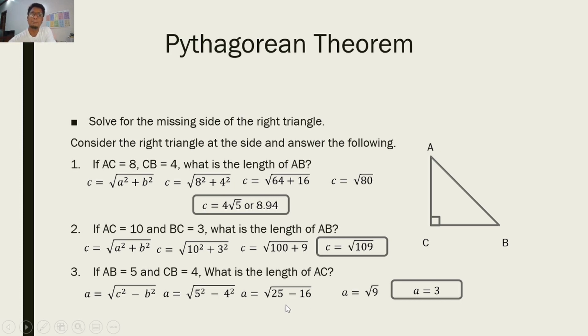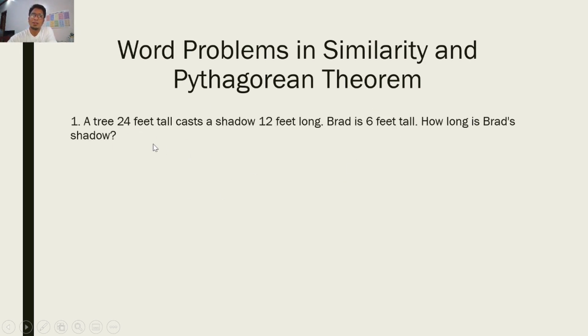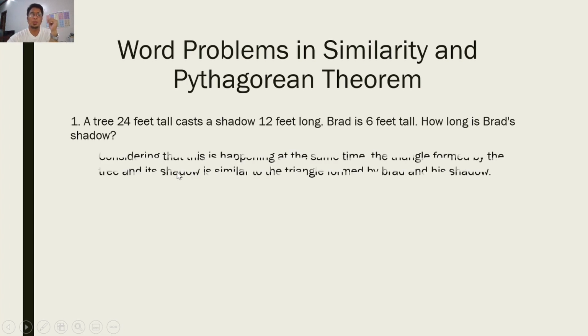Sana po naiintindihan, ano? Now, ganun lang ba talaga kasimple yan? We have word problems in similarity and Pythagorean Theorem. Tingnan natin. A tree, 24 feet tall, casts a shadow 12 feet long. Brad is 6 feet tall. How long is Brad's shadow? So para po mabilis, i-visualize nyo kung ano yung itsura niya. Considering that this is happening at the same time, the triangle formed by the tree and its shadow is similar to the triangle formed by Brad and his shadow.